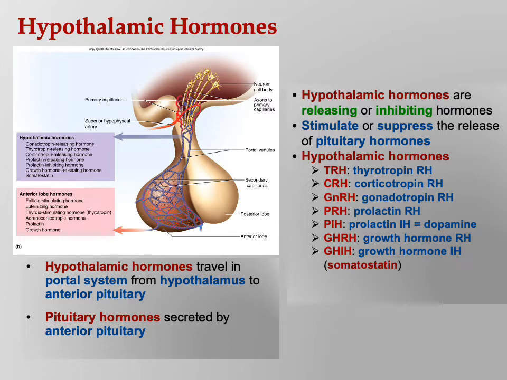There are both anterior and posterior pituitary hormones, so you have to keep those straight. Anterior pituitary hormones are released only under the direct stimulation of the hypothalamic releasing hormones, or they're inhibited by the inhibiting hormones.